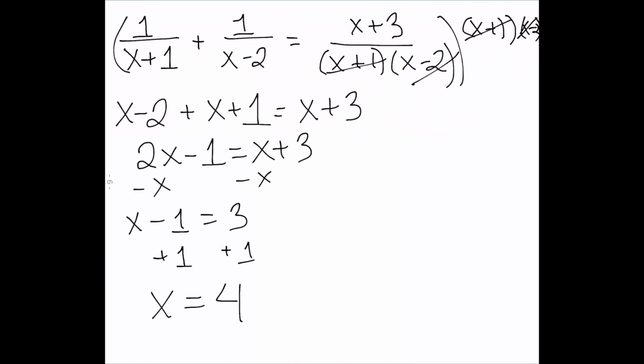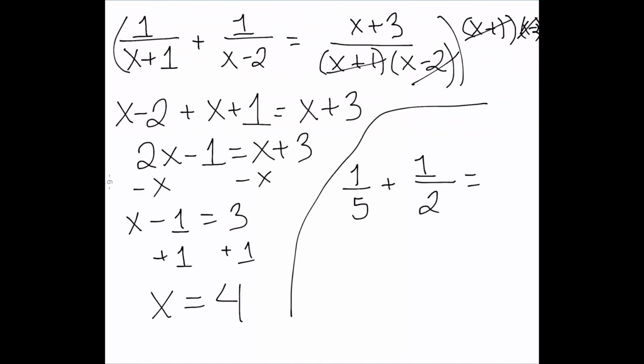Here, if I stick it back into the original equation, I would have 1 over 4 plus 1, plus 1 over 4 minus 2, is equal to 4 plus 3 over (4 plus 1) times (4 minus 2), or 5 times 2. And you can double check, but this is actually correct. Anytime we're dealing with rational expressions, it is essential that we double check our answers.